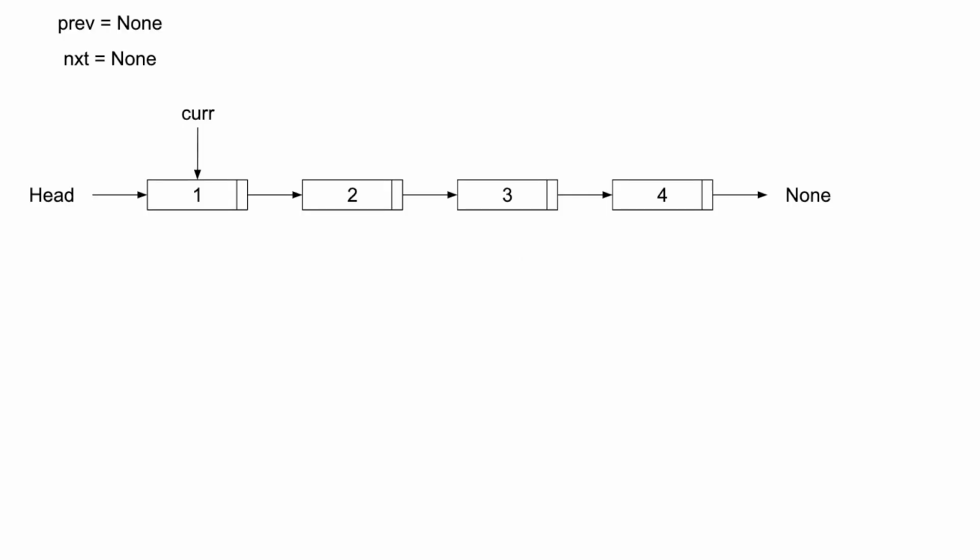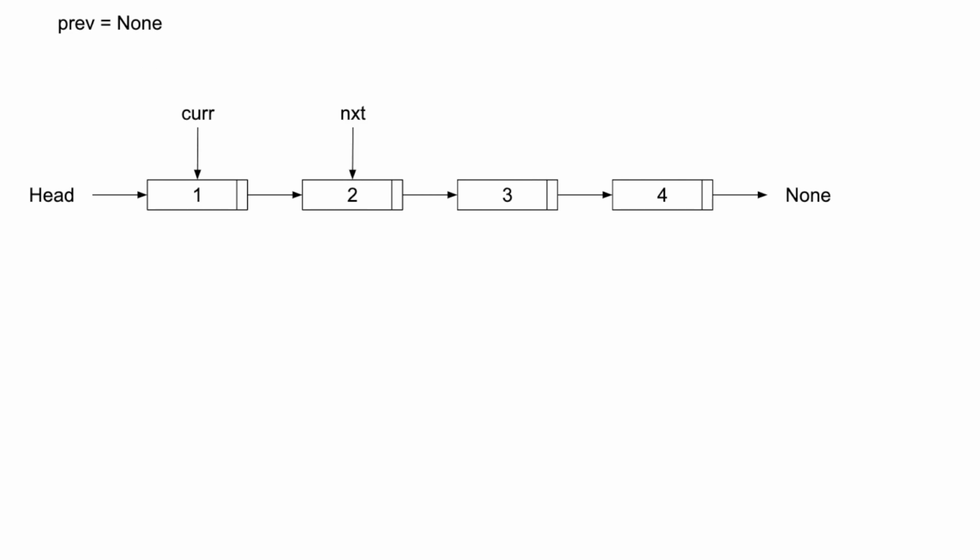So initially, we are given the head. Head is basically the head of the linked list, and we will initialize three variables. Those are cur to keep track of the current node, prev to keep track of the previous node, and nxt to keep track of the next of the current node. And initially cur is pointing to head, which is 1, and then prev and nxt are pointing to none.